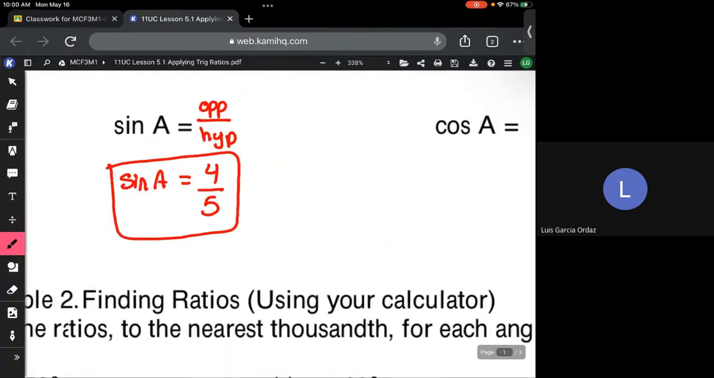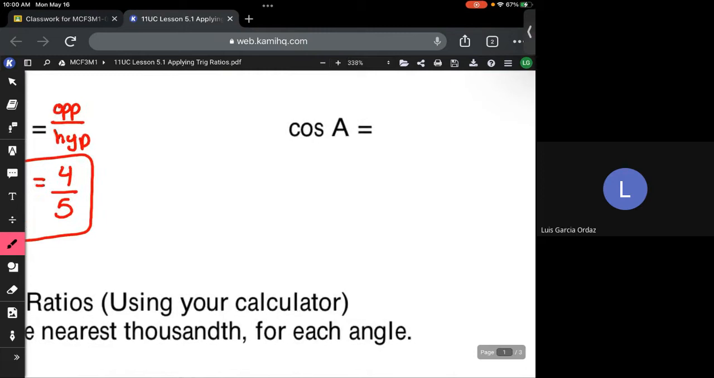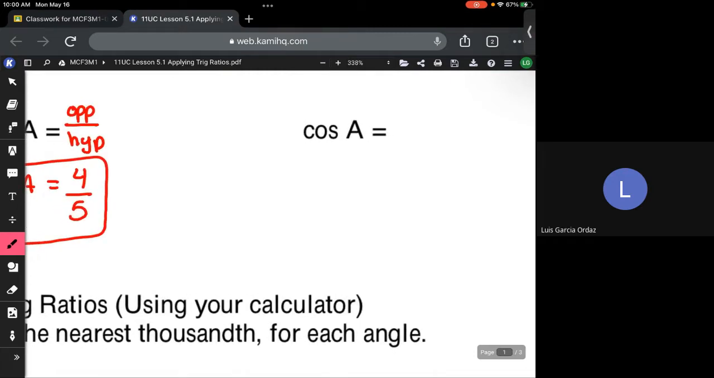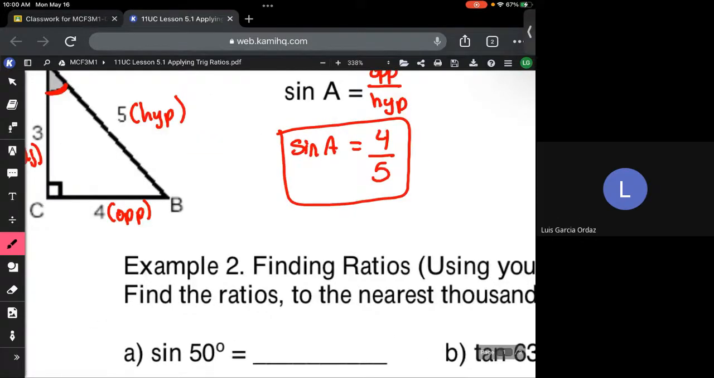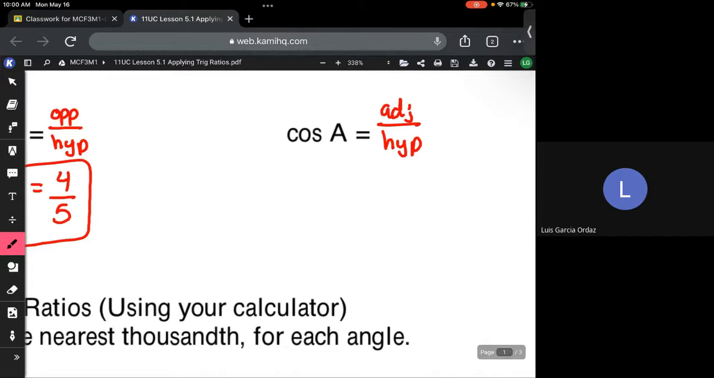Can someone tell me what cosine of A is? 3 over 5. So adjacent over hypotenuse. Adjacent is 3, hypotenuse is 5. So cos A is equal to 3 over 5.